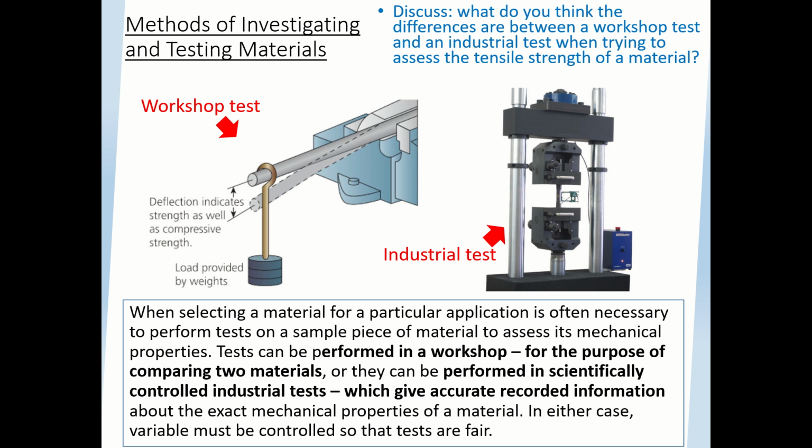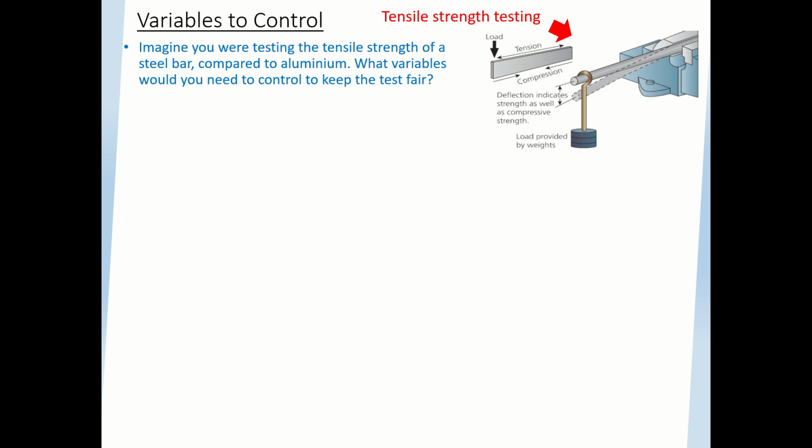So there's the difference. Workshop tests are just comparing two samples. It's pretty rough and crude. Industrial tests are scientific and they give you data. Whichever one you choose, you've got to control variables as much as you can. And we're going to get into that.